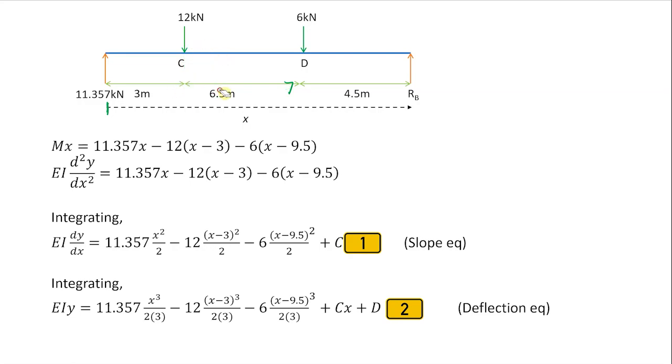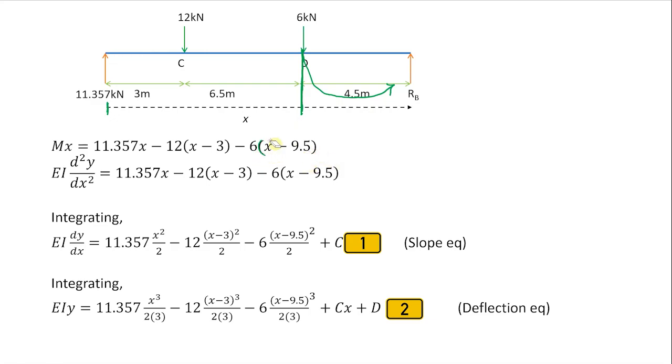And then we have 6 kilonewton, and this is counterclockwise also. Right? That's why negative. And then here, x minus 9.5. Why? Because it can go to the right. So the left length of 9.5 will not be included in the distance used to calculate the moment. Anything must be on the right side, so you minus 9.5.